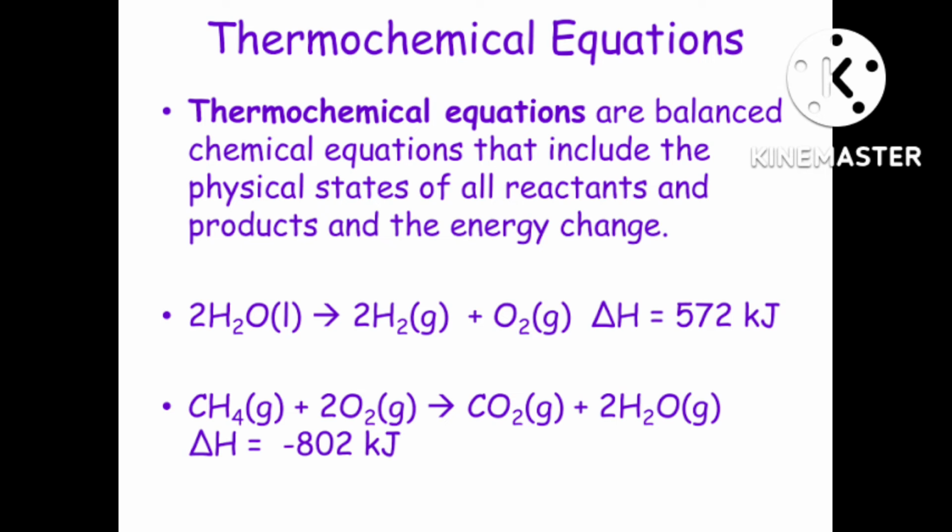Product is 2CO2, means 2, plus 3H2O, means 3. This 1, 2, 3, whatever we have written, that is called coefficient. This is the first important point. The coefficient in a balanced thermochemical equation refers to the number of moles. Means 1 mole ethyl alcohol, 3 mole oxygen, 2 mole carbon dioxide, 3 mole H2O.